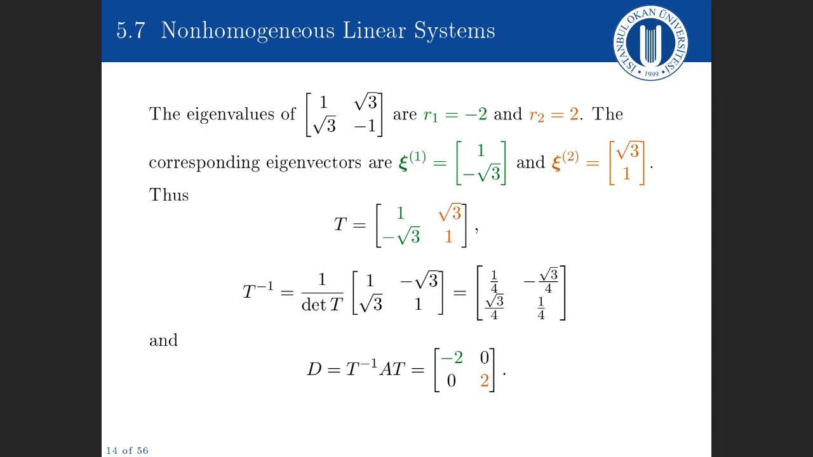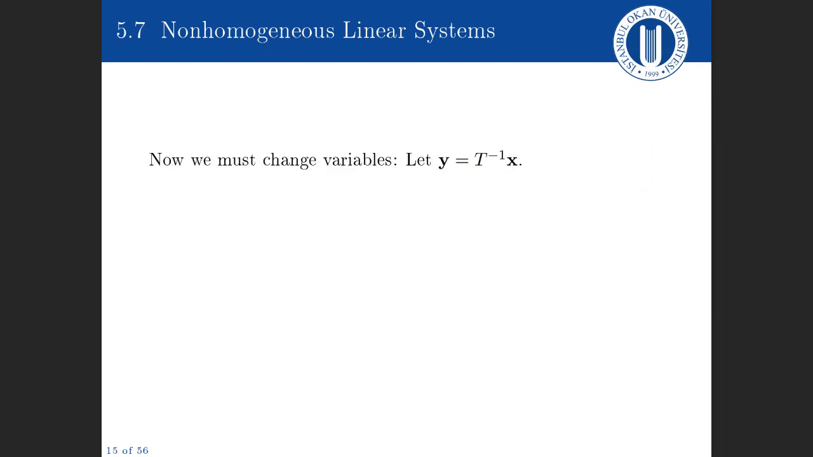And of course, the diagonal matrix D is just a diagonal matrix where the entries on the main diagonal are the eigenvalues, so just minus 2 and 2 on the main diagonal. Okay, now we're ready to go. Now we're going to do the key step. The main idea here is we're going to do the substitution. y is equal to T inverse x.